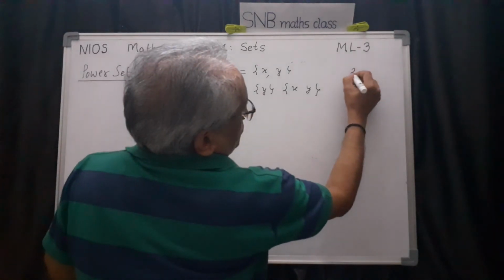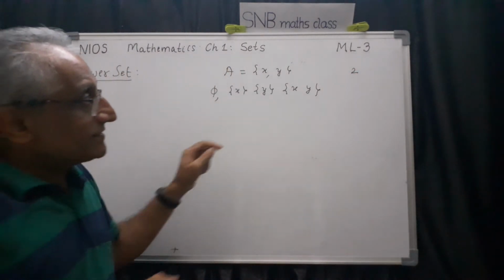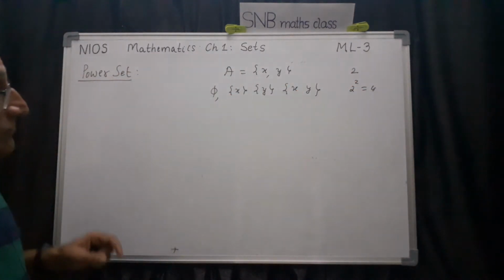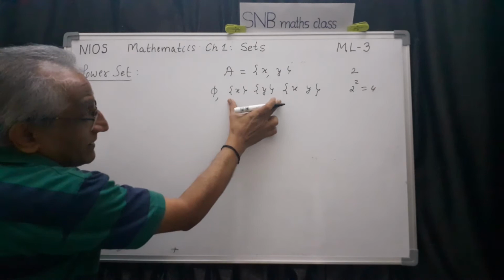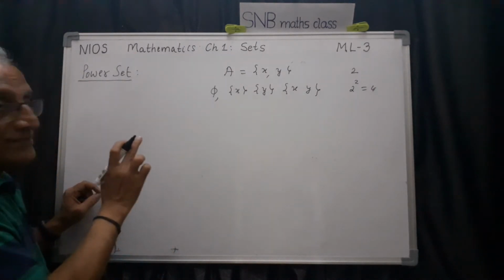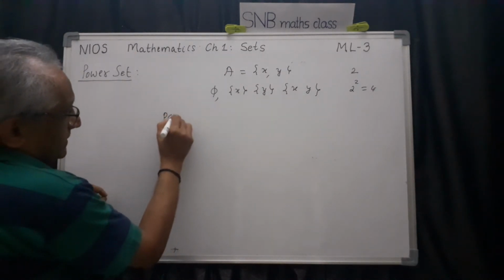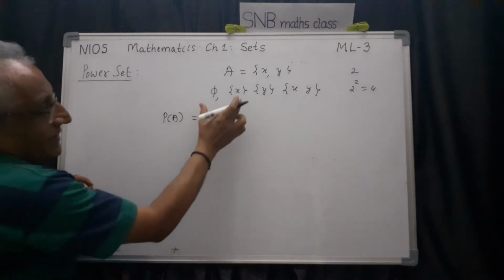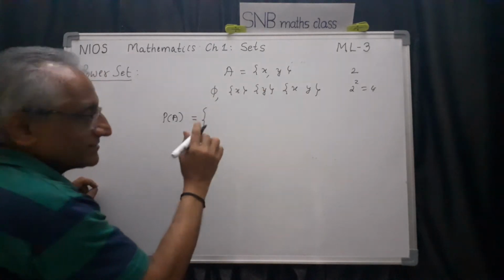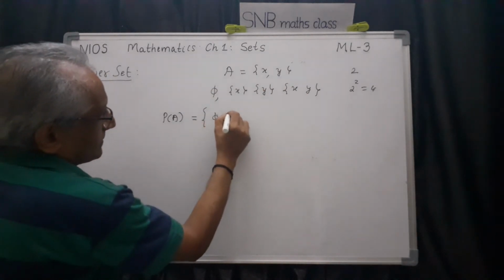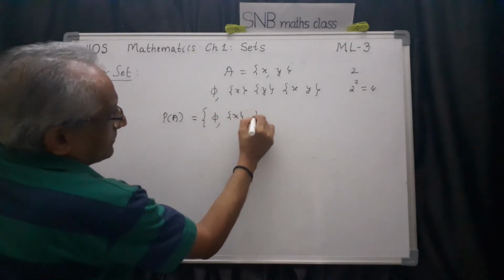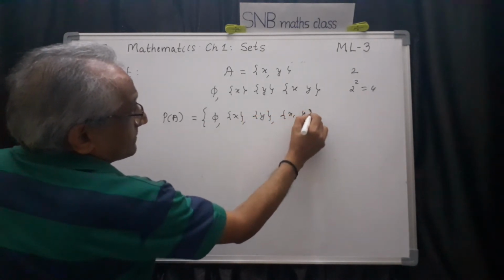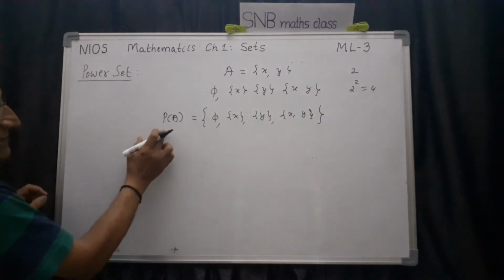So it is 2. And how many subsets must be there? It is 2 square, that is 4. So it is verified. Now if you take these as the elements and form a set, that is called the power set. That is, power set of A equal to, what you have to do is, you have to write these things. They are the elements. So here phi I have to write, then {X}, then {Y}, then {X, Y}. Remember, these are the elements of this set.